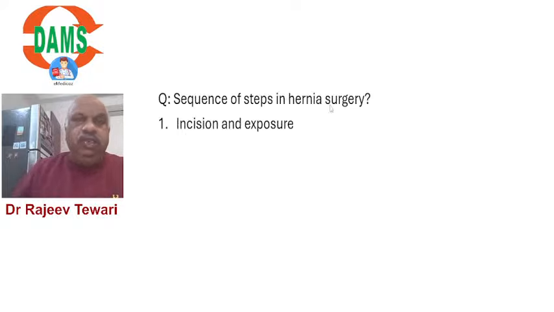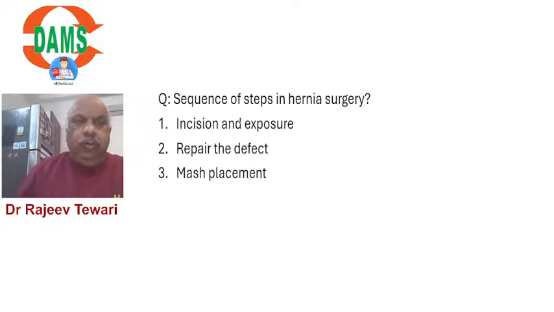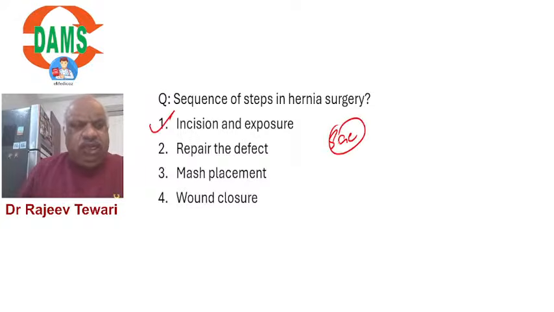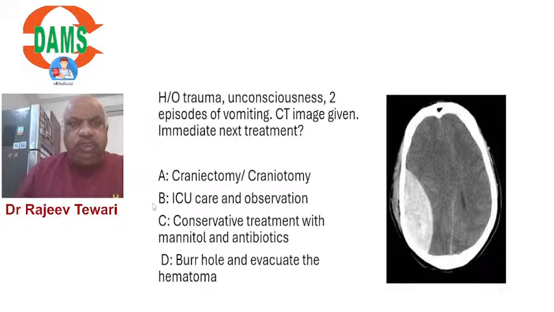Sequence of steps of hernia surgery, and again it's simple common sense. First you give an incision, then probably there was a sac dissection or something. So that's second, third is mesh placement, reinforced, fourth is wound closure. So of course this is the sequence.